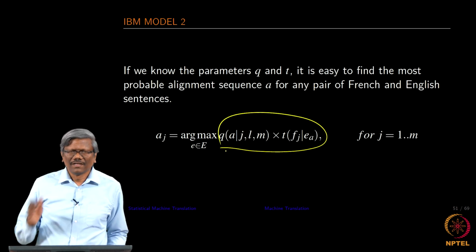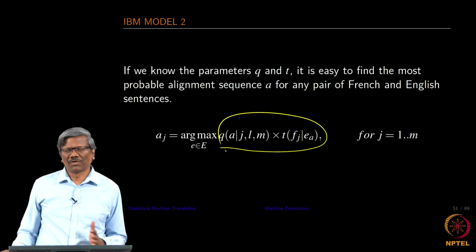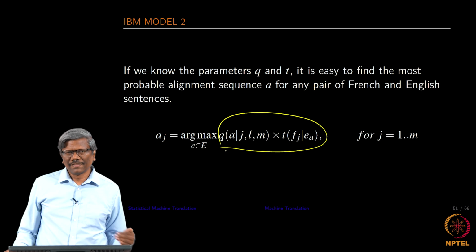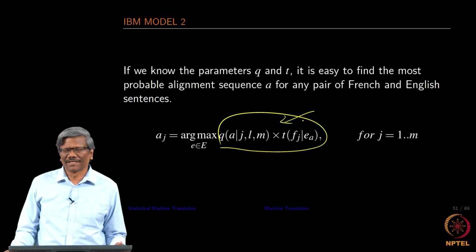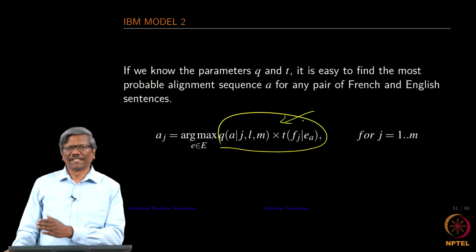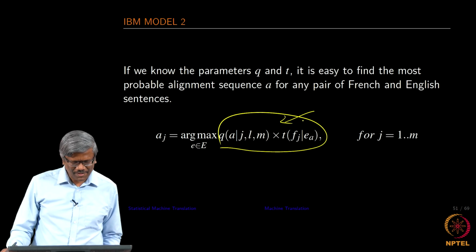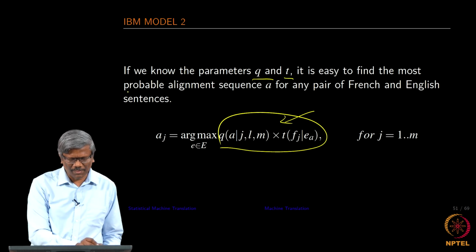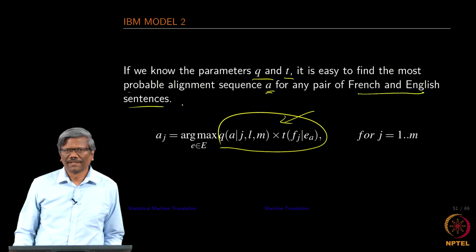As I mentioned earlier, the newer translation models do not use the IBM model as it is to do the translation, but they utilize the alignment, the computation of the alignment probability and the translation probability of the French word given the English word. Those models are used in the newer systems. Okay. So, if we know the parameters of Q and T, it is easy to find the most probable alignment sequence A for any pair of English and French sentences.